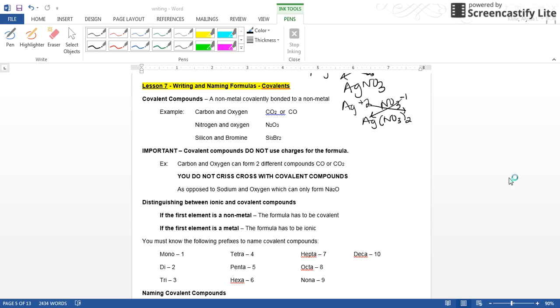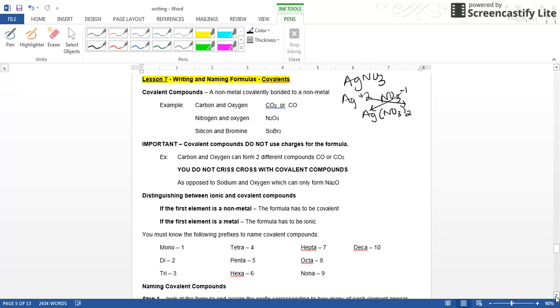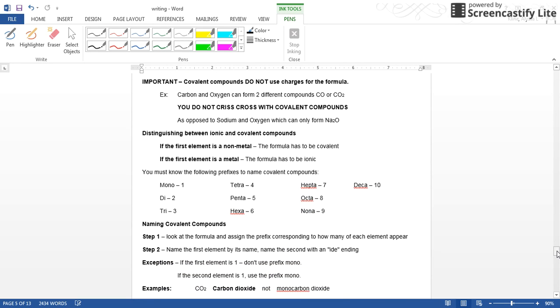Okay, so for lesson 7 here, we're going to talk about writing and naming covalent compounds, which are a little different than the ionics that we had just discussed. Covalent compounds are a nonmetal bonded to a nonmetal. What's important here is we do not use charges for the formula, and we do not crisscross, so we don't have any charges to crisscross. To distinguish between ionic and covalent compounds, if the first element's a nonmetal, the formula's got to be covalent. If the first element is a metal, then it has to be an ionic compound.